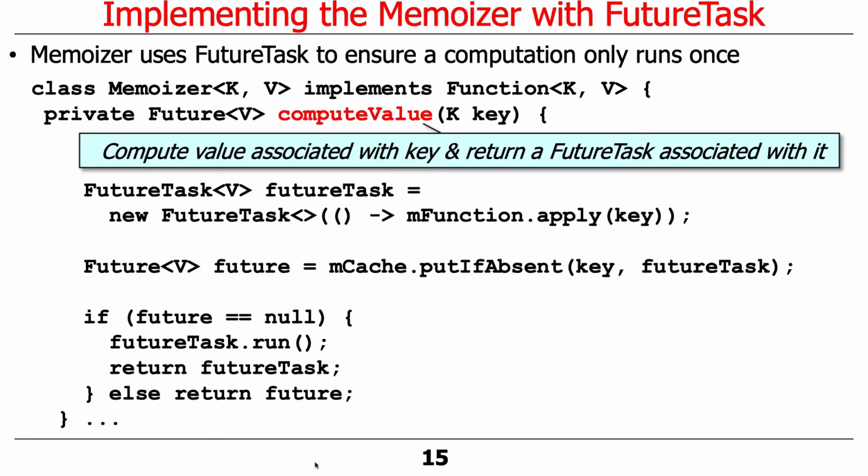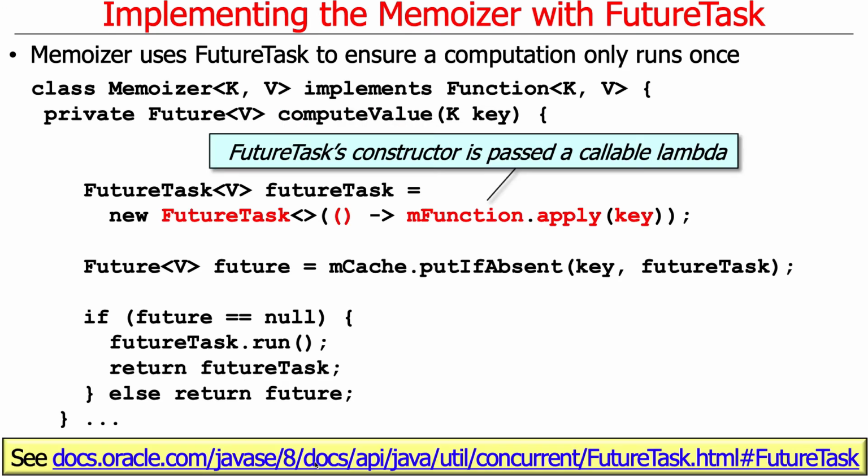Okay, so let's go look at computeValue. This is where all the magic happens. This is complicated. So computeValue will compute the value associated with the key and return a FutureTask that's associated with it, which is a Future. And here's what it does. The first thing it does is it makes a new FutureTask. Now keep in mind, multiple threads could all be calling this thing simultaneously. So multiple threads could come in here and all be calling this code.